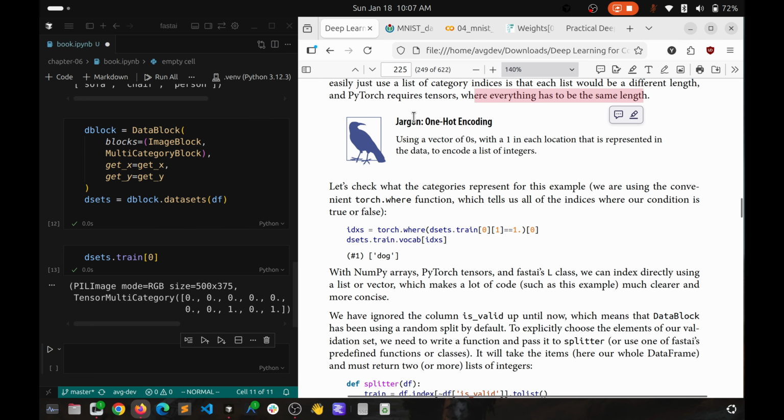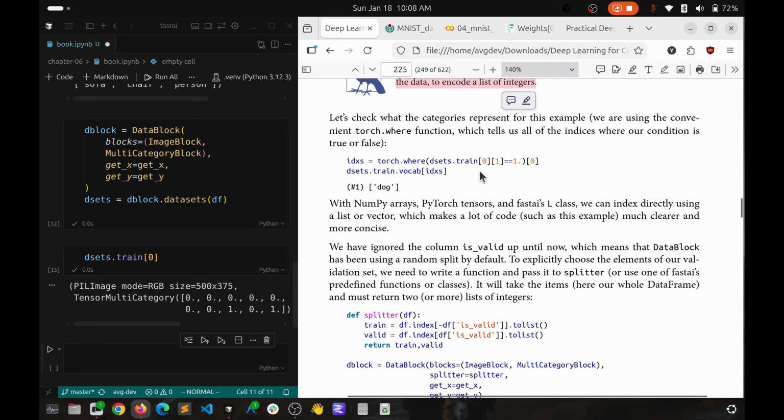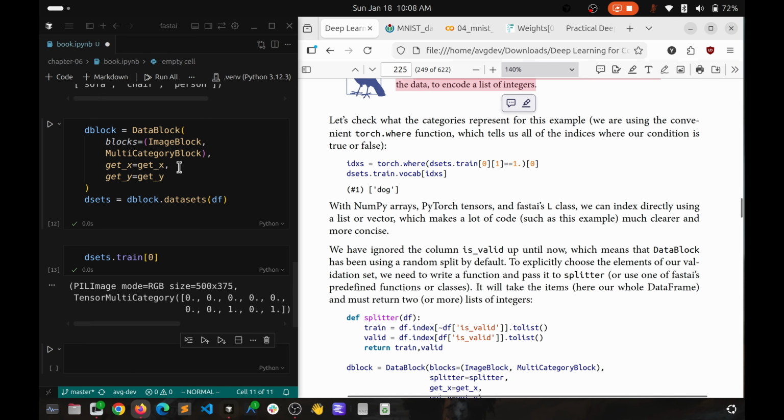Okay, so jargon: one-hot encoding. Using a vector of zeros with a 1 in each location that is represented in the data, we encode a list of integers. Okay. I'm just going to stop here for now.